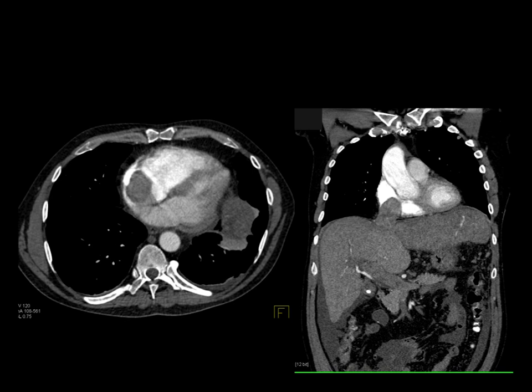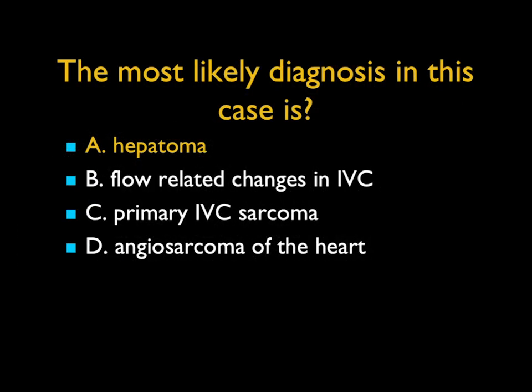Okay, well, things that come from the liver or from down below, you think of adrenal carcinoma, you think of hepatoma, you think of renal cell carcinoma. This was the only choice you have, hepatoma. So not an IVC sarcoma, it's not an angiosarcoma of the heart, which begins in the wall, typically of the right atrium or right ventricle. This was a hepatoma. Just a very, very nice example of that case.